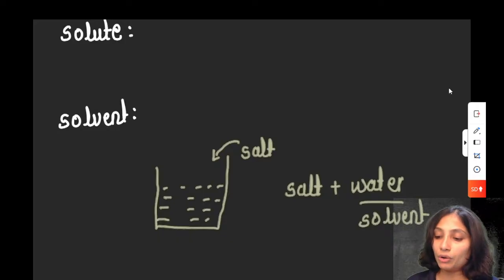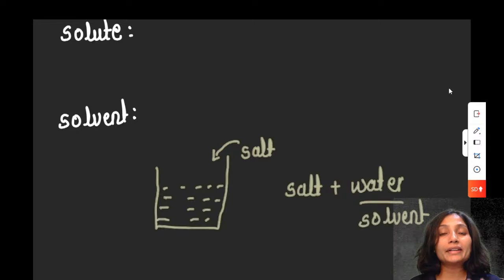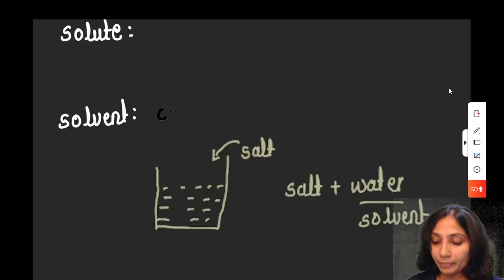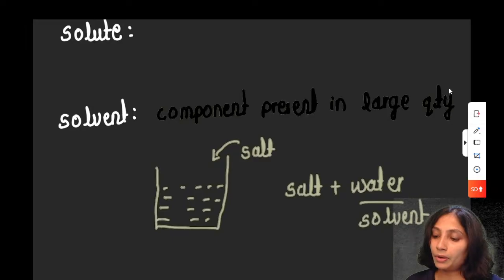What is a solvent now? Can we define solvent? A solvent is the component which is present in large quantity. The component which is present in large quantity is called the solvent.